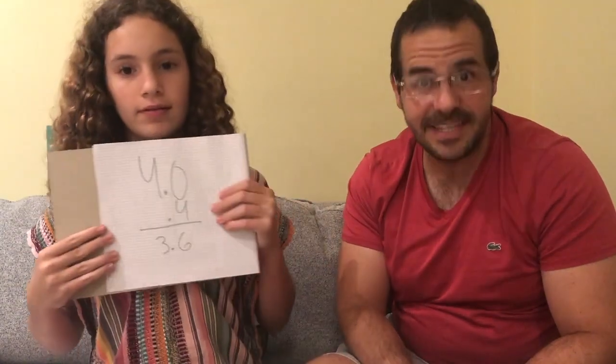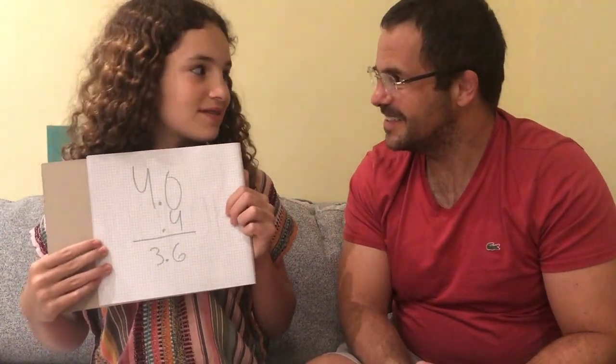And with that, we now have 0.4 as 10% of 4. So now what we have to do is subtract 4 minus 0.4. That gets us our discount. And we get 3.6.